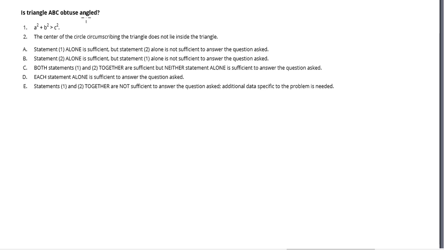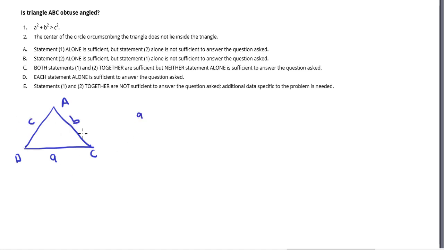Is triangle ABC obtuse angle? So we have a triangle. Let's say this is A, B, C. We usually ascribe the lowercase letter just opposite to the angle. So B is here, C is here.